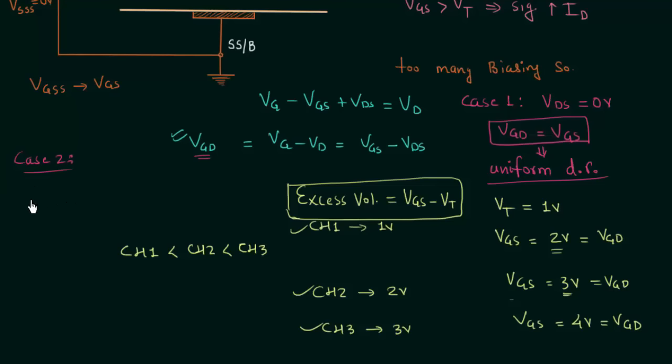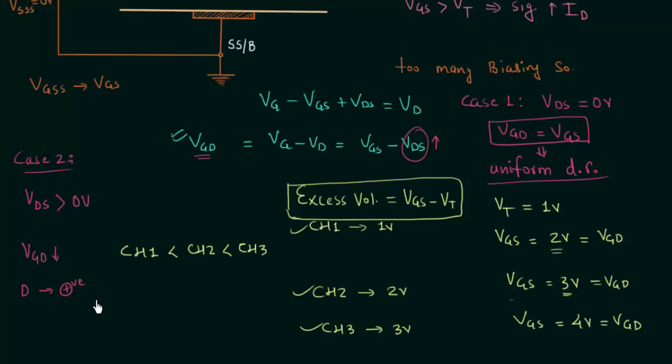VDS is not equal to 0 volt, but it is positive. It is greater than 0 volt. Now what will happen to the voltage VGD as compared to the case 1? VGD will now reduce because VDS is increasing. So VGD will definitely reduce, and this implies drain is becoming more positive than the gate.